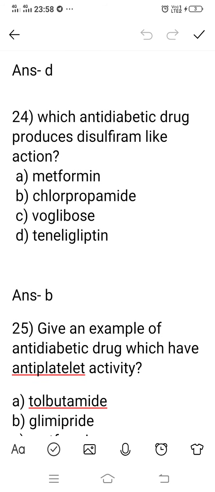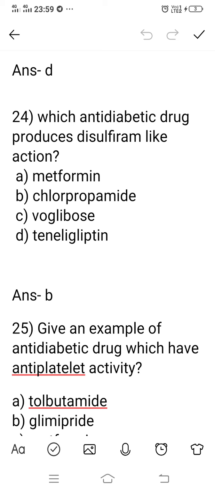Which antidiabetic drug produces the disulfiram-like action? What is the function of disulfiram? Actually, it is the inhibitor of aldehyde dehydrogenase. So it is used in alcohol dependence. So which antidiabetic drug? Option A, metformin. Option B, chlorpropamide. Option C, voglibose. Option D, teneligliptin. Option B, chlorpropamide, is the right answer.